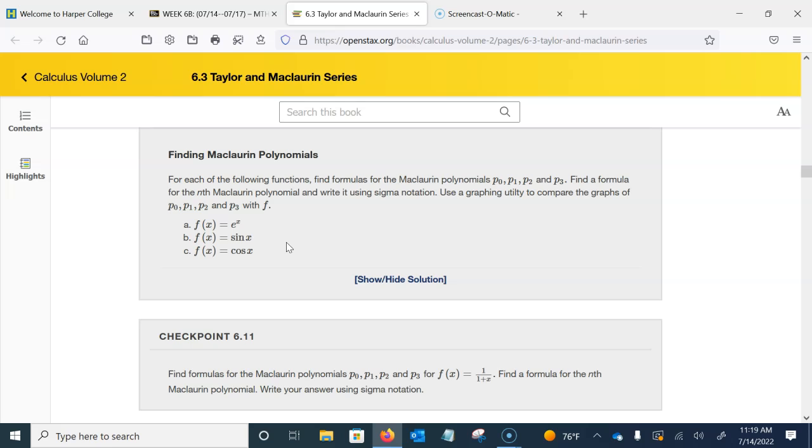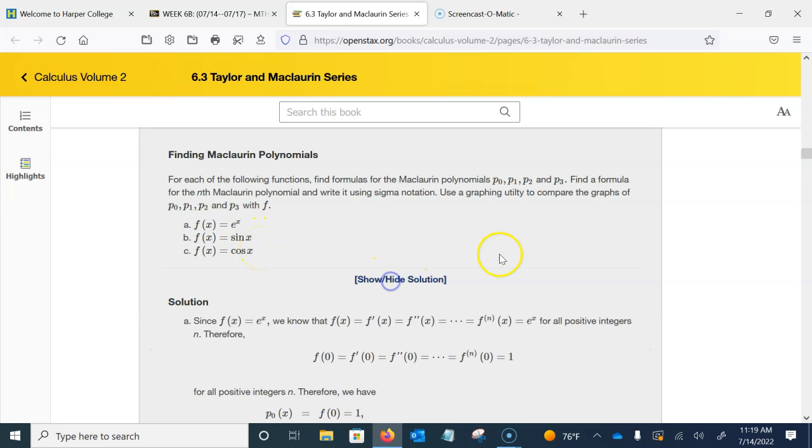F double prime of x is going to be minus sine of x. And minus sine of x evaluated at 0 is still 0. So all the even derivatives will be 0 because I'm going to get a version of sine in there. Let's go ahead and see the details there.